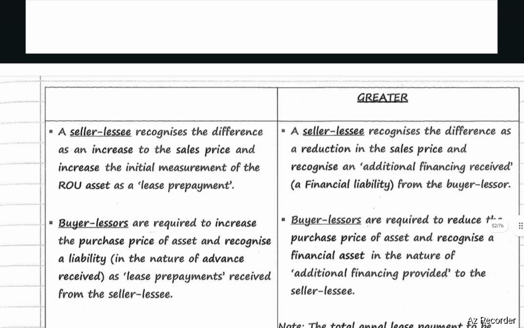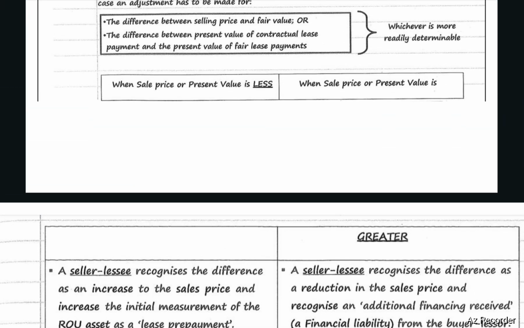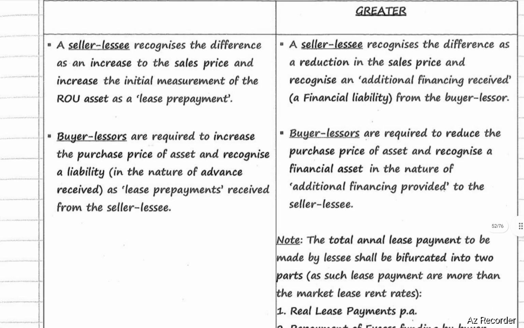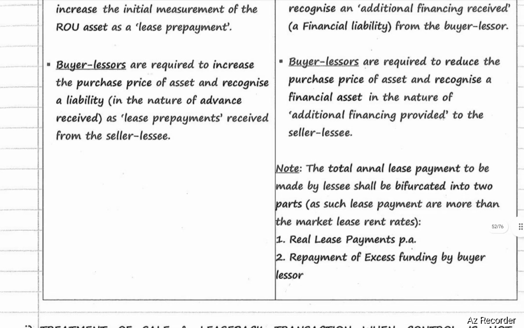In case when sale price or present value is greater, then seller lessee recognizes the difference as a reduction in the sale price and recognizes an additional financing received, a financial liability to the buyer lessor. A buyer lessor is required to reduce the purchase price of an asset and recognize a financial asset in the nature of additional financing provided to the seller lessee.